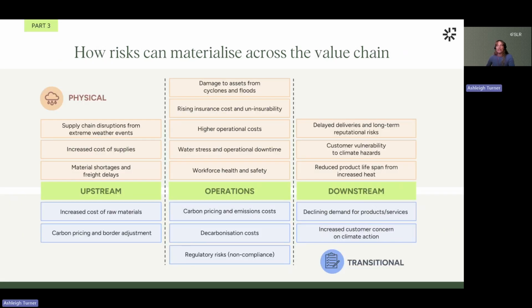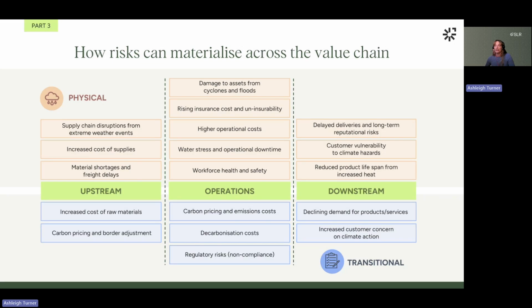And so this slide is just aiming to illustrate the scope again of the risks and opportunities. It's really easy to focus only on your direct operations, but climate risk plays out across the entire value chain, and ASRS is explicit that you need to consider that full picture. So upstream suppliers, your own operations, and then downstream customers and markets.